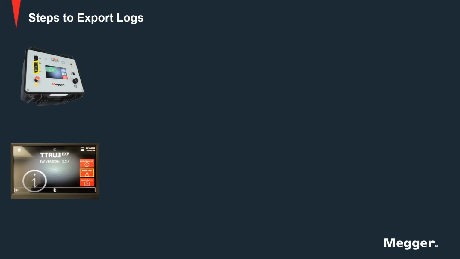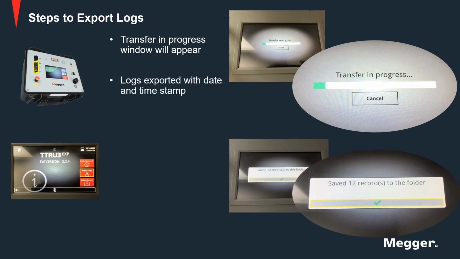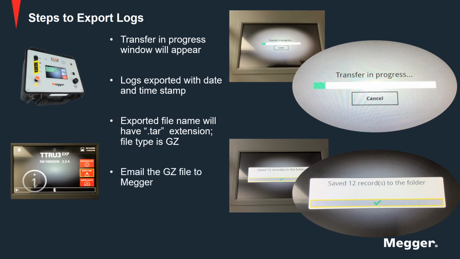After selecting the export logs option, the transfer will begin and you will have the transfer in progress window appear. After the transfer is complete, logs are exported with date and timestamps, and you will see a message that says the records have been saved to the designated folder. The exported file name will have a .tar extension and will have a file type of GZ. Once you have the file, email this file to Megger for further investigation and troubleshooting.